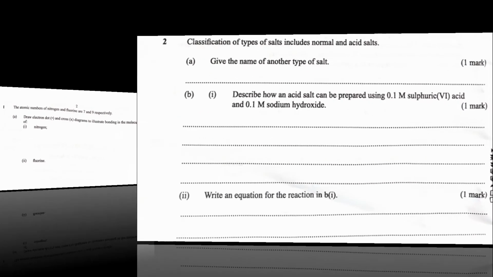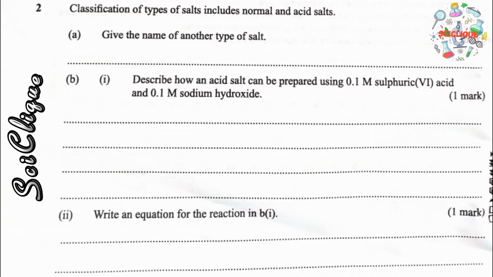Moving on to our second question, classification of types of salts includes normal and acid salts. Part A, give the name of another type of salt. Of course, this is also based on a Form 2 topic, salts. In this topic, you are introduced to 4 types of salts. You have normal salts, acid salts, basic salts, and double salts.